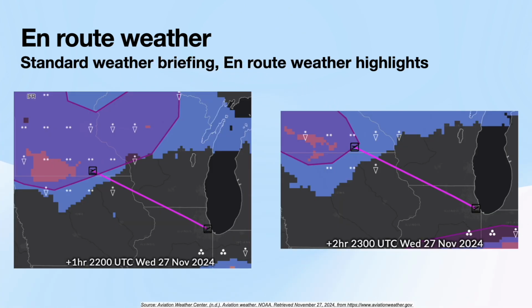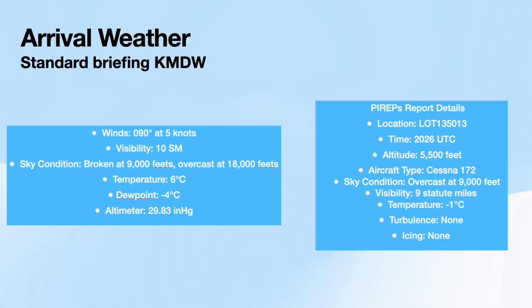These two prog charts show really well that the VFR condition can be expected along the route. On the standard weather briefing for arrival at KMDW Airport, the briefing indicates broken clouds at 9,000 feet, overcast at 18,000 feet, and light winds from 090 at 5 knots. This confirmed VFR condition at the destination.